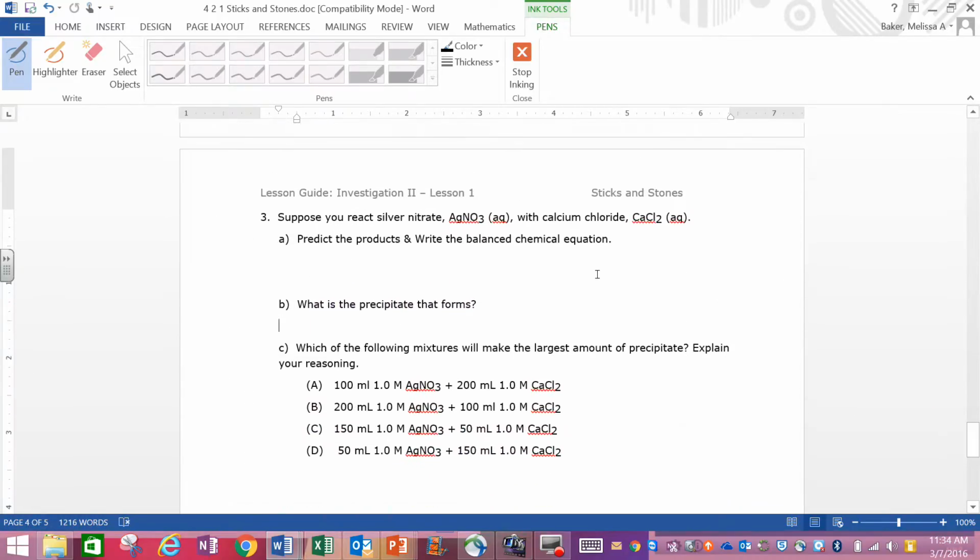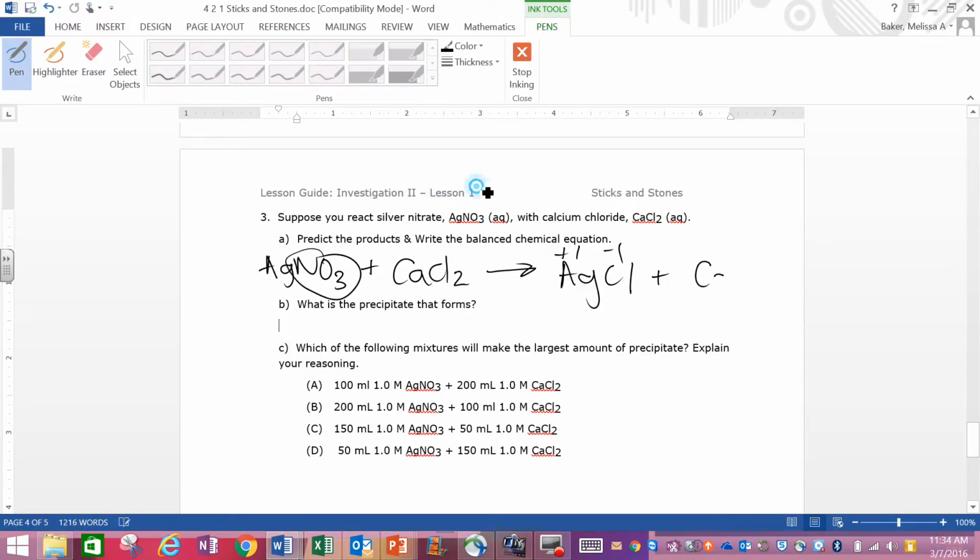Okay, last one. Suppose you reacted AgNO3 with CaCl2. Double displace, and you're going to have AgCl. Ag must have a +1 charge if it's canceling out nitrates, -1 charge. And you're going to have CaNO3. Calcium's a +2, nitrate's a -1, so this will be Ca(NO3)2. Now we're not balanced. NO3 2, we need a 2 there, we need a 2 here.